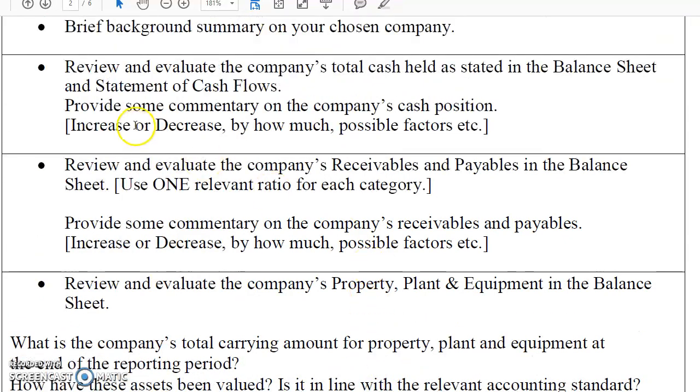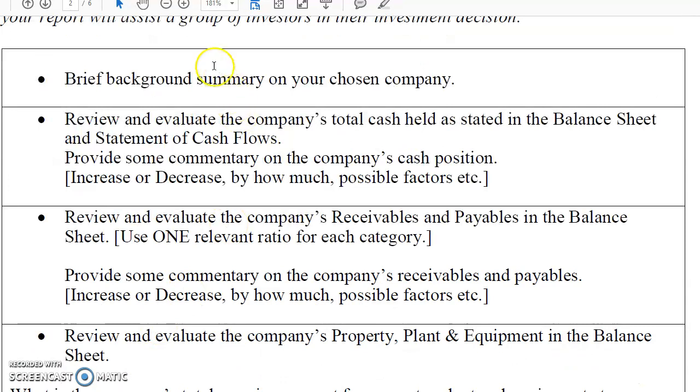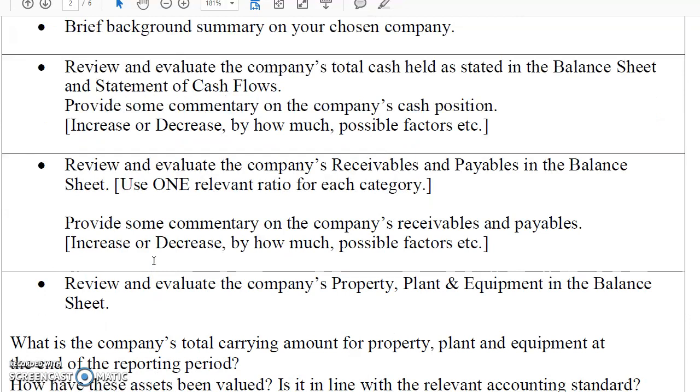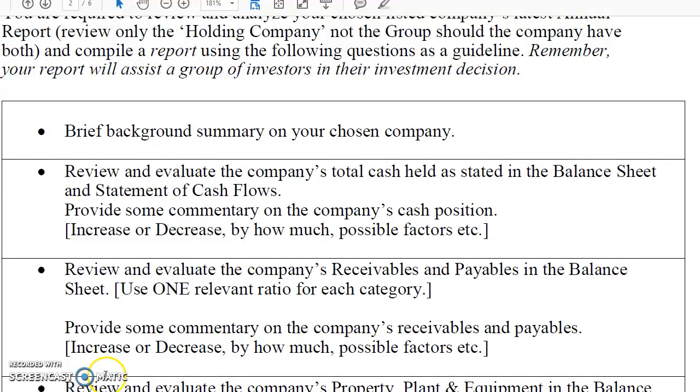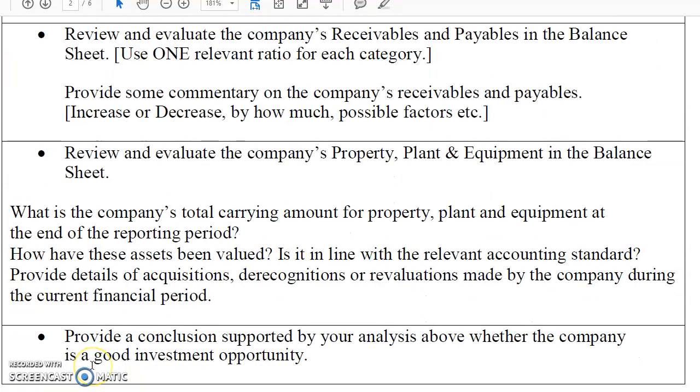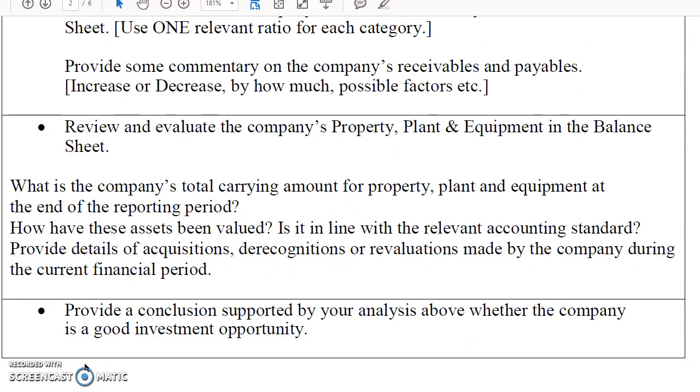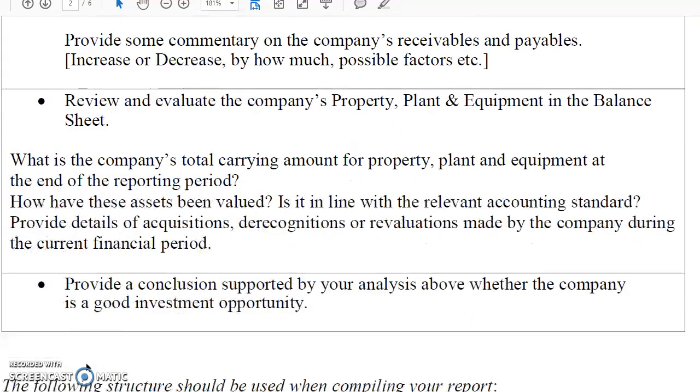Once you have made the analysis on 1, 2, and 3, you provide a brief background on your chosen company. It should be no longer than 2 paragraphs. Then your introduction, basically giving a brief review of what you're going to do in that assignment, and your conclusion, which is supported by your analysis. In your conclusion, you are advising that group of investors whether they should make that investment decision in that company or not. Remember, your analysis of the figures will give them an indication of whether they should go ahead with that investment or not.